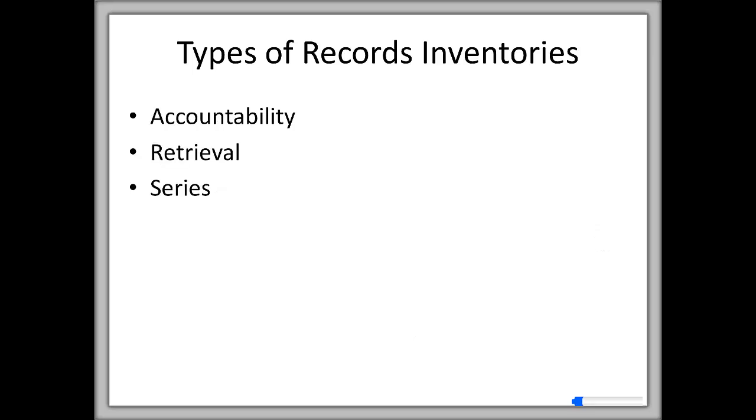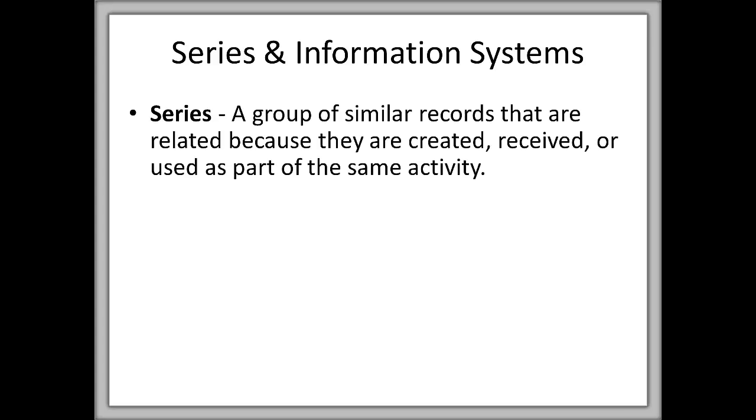The third type of records inventory is a series and system-based inventory. We'll focus on that type for the remainder of our seminar. A series inventory focuses on identifying the types of records and information systems that support an organization. In the records world, a series is a type or a family of records that we keep together because they document the same business process, they relate to the same topic or activity, or because they have something in common that causes us to want to maintain them together in the same way.